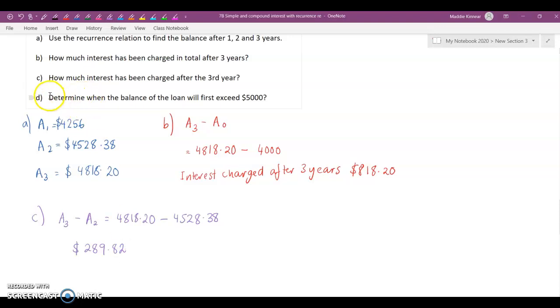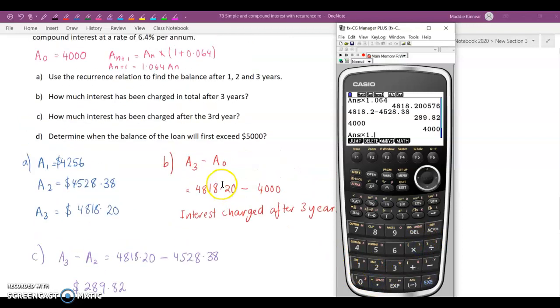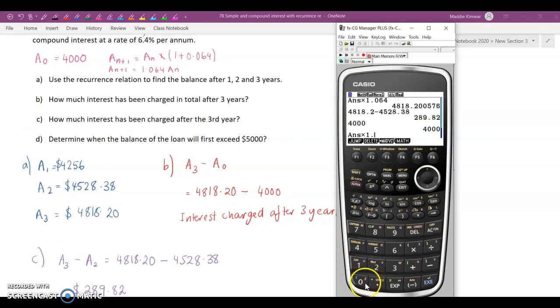The next question says determine when the balance of the loan will first exceed $5,000. To work that one out, we're just going to go back to the start and type in our recurrence relation. So it's 4,000, enter, times 1.064. So the balance after 1 year, 2 years, 3 years, 4 years. Okay, so we can determine that the balance of the loan will first exceed $5,000 in the 4th year.